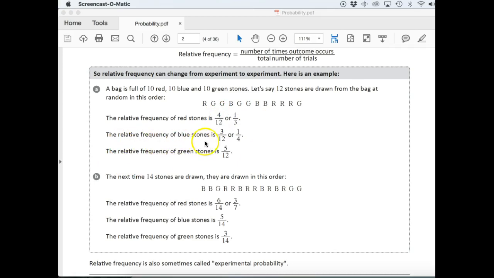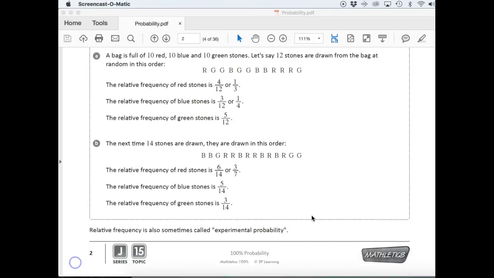The relative frequency of blue stones. Okay, count how many blue we've got. 1, 2, 3. So it's going to be 3 out of 12. The relative frequency of green stones. Okay, we've got 1, 2, 3, 4, 5 green stones is 5 out of 12. So not hard. Your relative frequency is how many you pull out of a certain outcome over how many you've got.